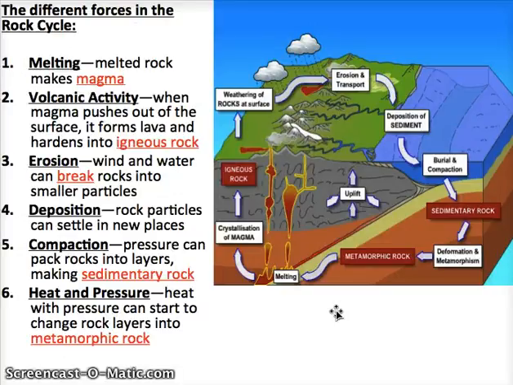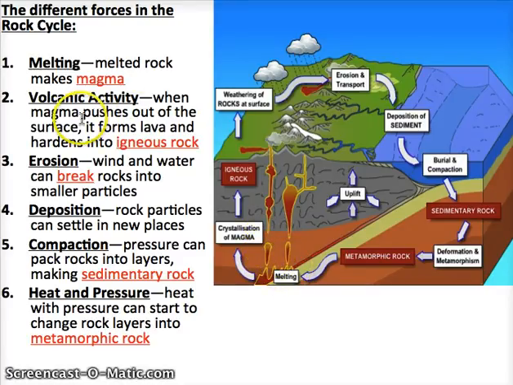Now there's different forces in the rock cycle that cause the rocks to transform from one form into another. So let me walk you through the 6 different forces that actually change the rocks. The first one is melting. Melting takes place under the Earth's surface, and usually it's when rock just melts into what's called magma.